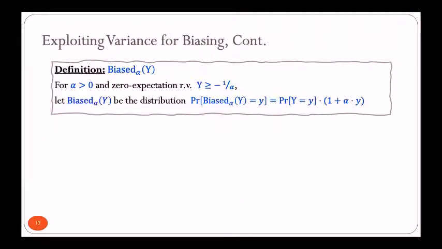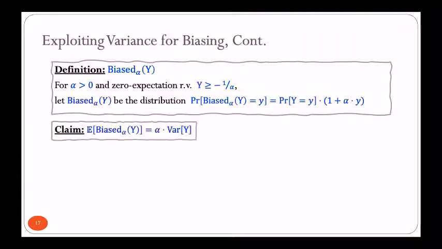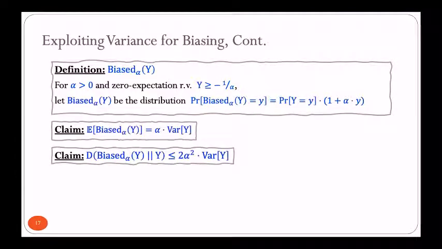So now we want to get a real understanding of this tool. So we're going to have two claims talking about the properties of the biased variant. The first ties between the expectation of our biased random variable and the variance of the original random variable. More precisely, the expectation of the alpha biased variant of Y is equal to alpha times the variance of Y. And now I just want to mention that we have a technical detail in this transformation: Y must be at least -1 over alpha.